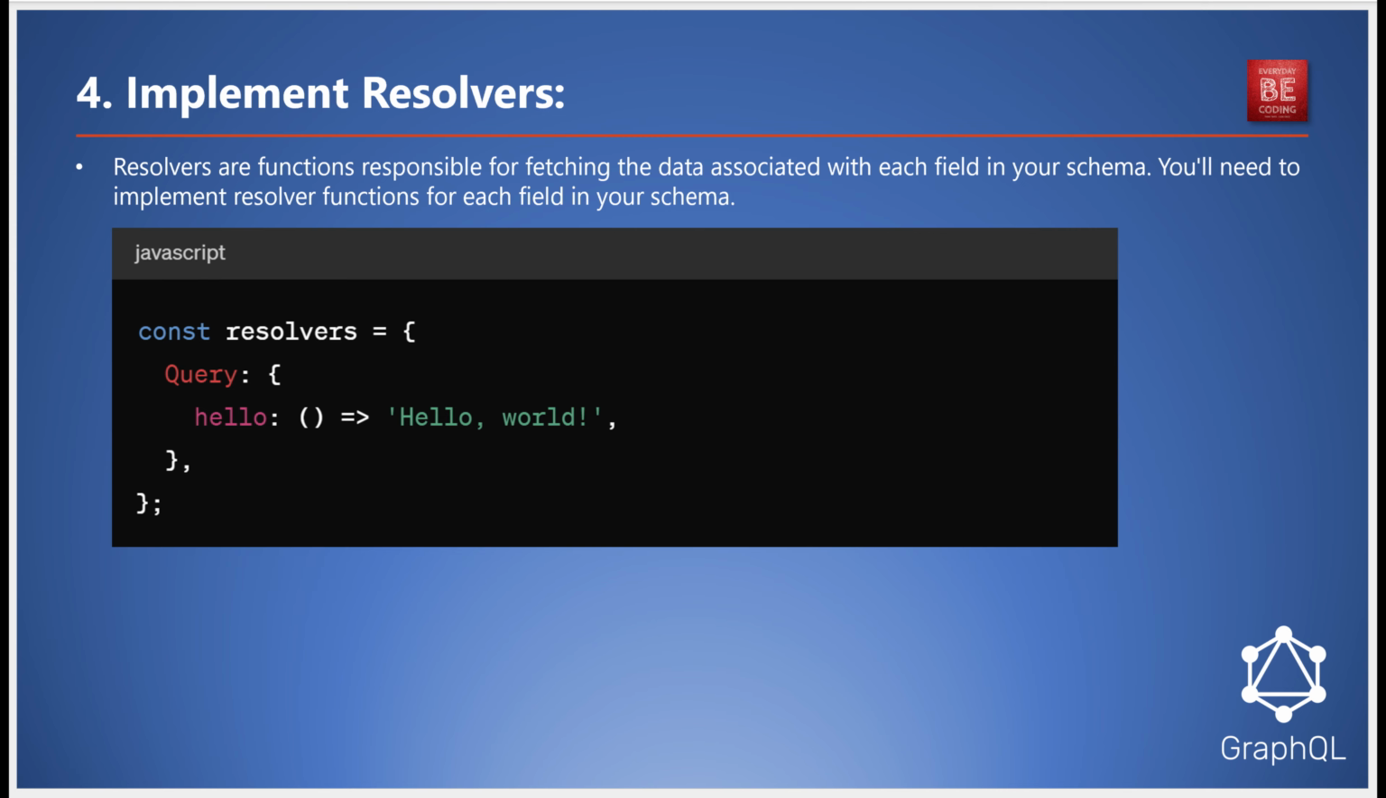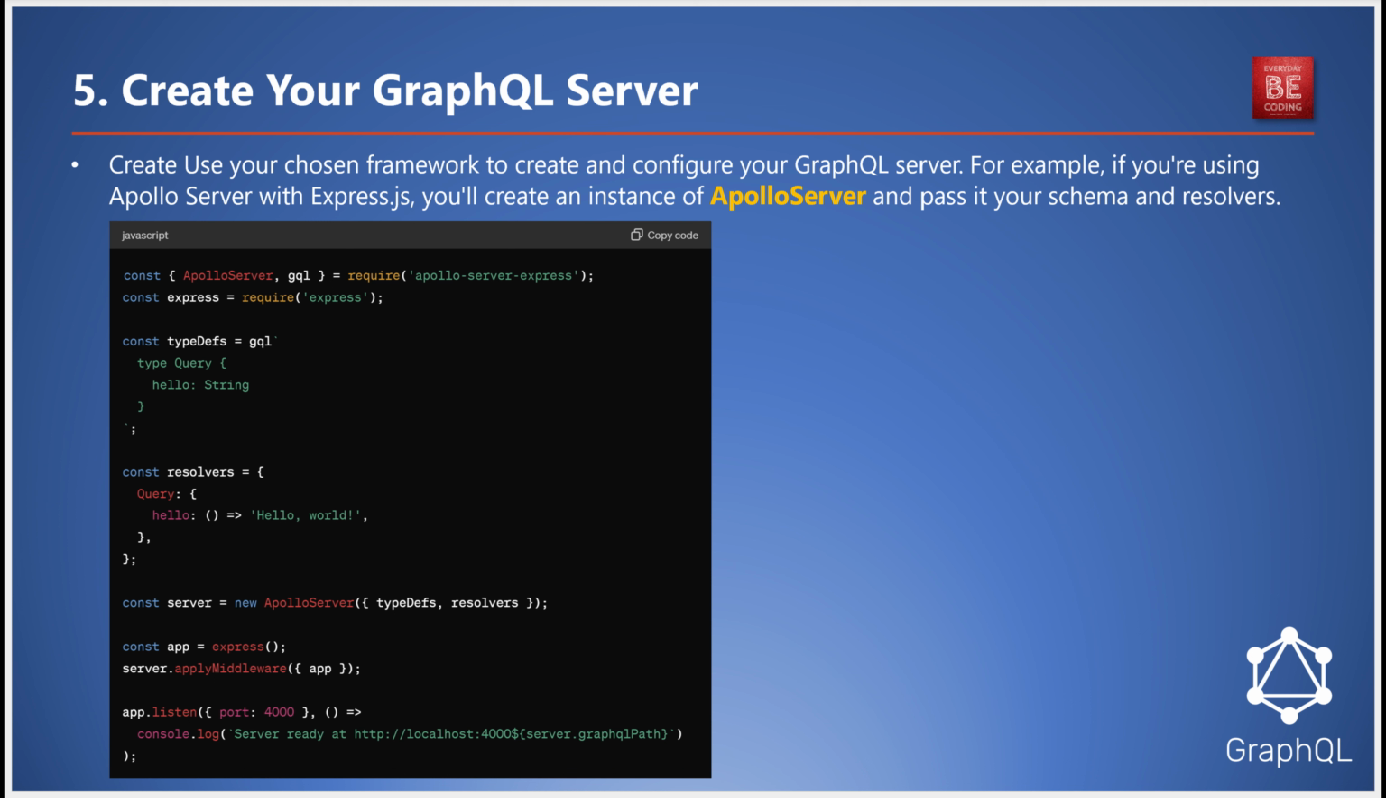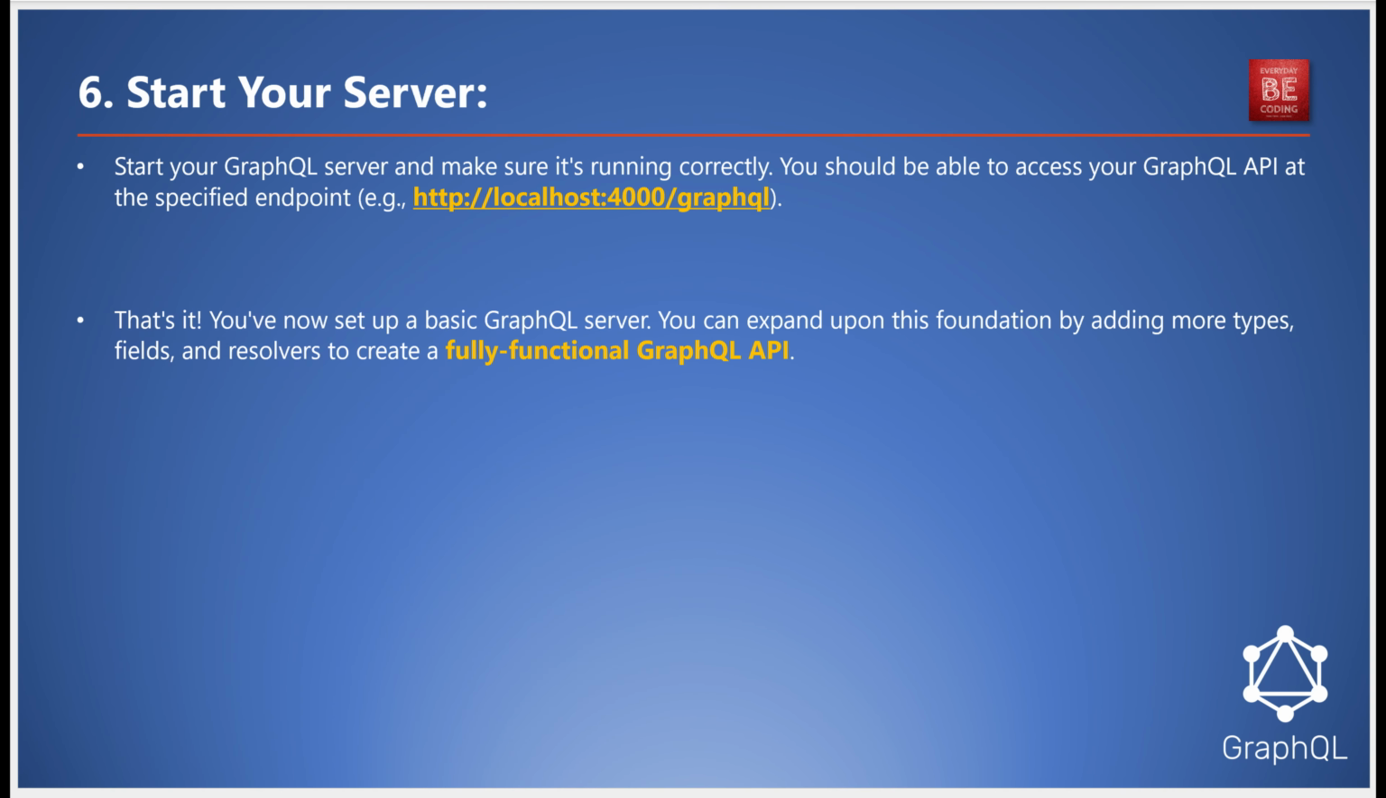It's time to create your GraphQL server. Using Apollo Server with Express.js, you would initialize an Apollo Server instance with your schema and resolvers, then integrate it with an Express application. This combination is potent, setting up a robust server ready to handle requests. Finally, ignite your server, launch it, and ensure it's running smoothly. You should be able to interact with your GraphQL API at the designated endpoint, such as 1000/graphql.